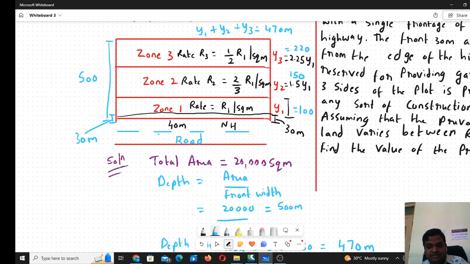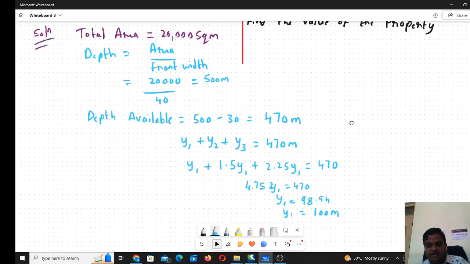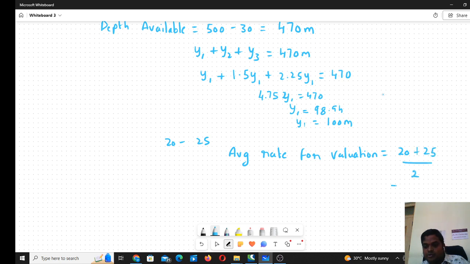Now the depth is finalized. Now I need to focus on the rate. They have said that the rate is prevailing between 20 to 25. Therefore I am considering the average rate for valuation. The minimum is 20 and the highest is 25. 20 plus 25 upon 2 will be 22.5 per square meter, the rate I am considering.